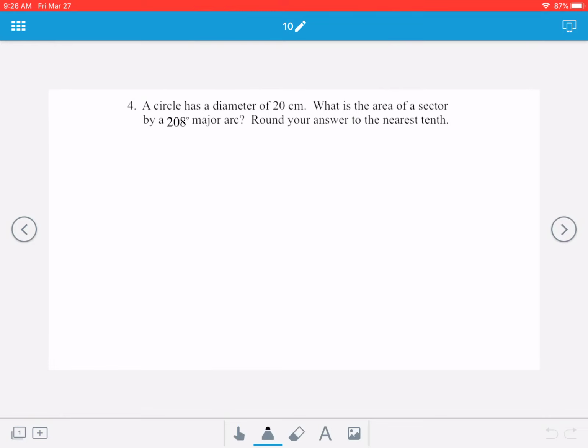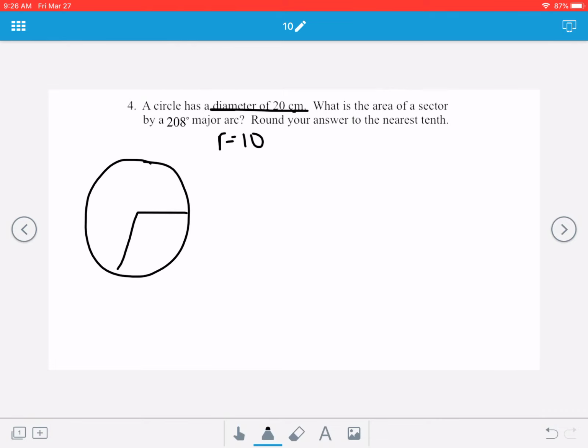A lot of silence. All right, so a circle has a diameter of 20 centimeters, so that means its radius is going to be 10. What is the area of a sector by a 208 major arc? Remember, major just means it's over 180 degrees. You could draw a picture, you don't have to. This is not drawn to scale, but this would be my 208. So we're trying to find the area of the region of the sector that's bounded by these two radii here in red, and then this arc of 208.